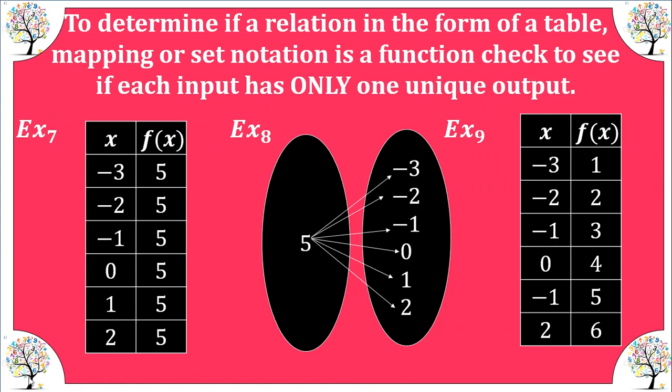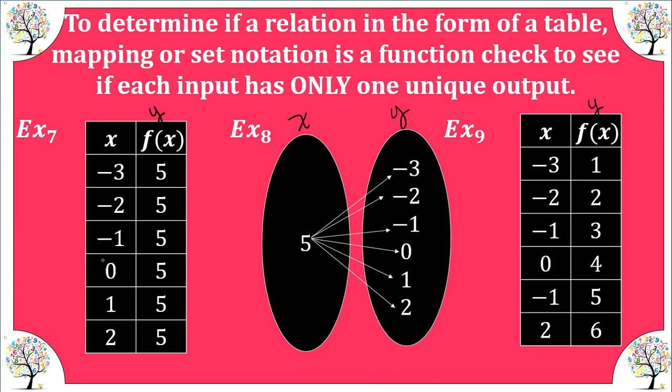Now let's look at a few more representations. We have function tables and we have a mapping. So we know that in a function table, the x values are input, and f of x or y, these are our outputs. In a mapping, these are your inputs, the x's, and these are your outputs. So this is like (5, -3), (5, -2), (5, -1), (5, 0). This is just another way to write a set of ordered pairs.